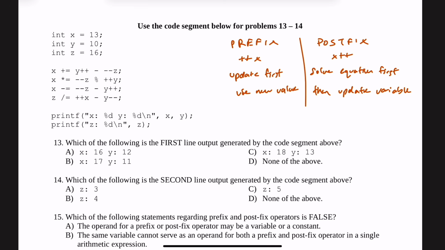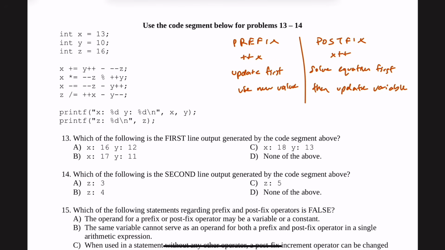So looking at our code here, we have x plus equals, so I like to rewrite this compound assignment as x is equal to x plus, in parentheses, y plus plus is postfix, so we're going to use the current value, which is 10, minus z, so we're going to update first, use the new value, and I should also substitute in the value of x. So 13 plus 10 minus 15, 13 plus negative 5 is going to be 8.